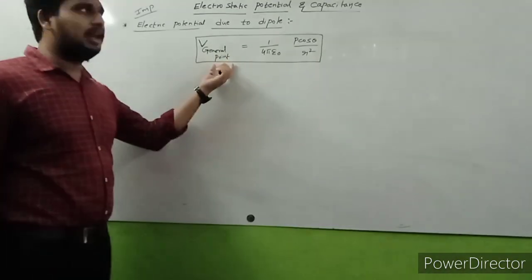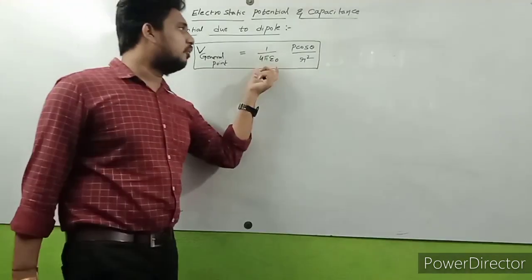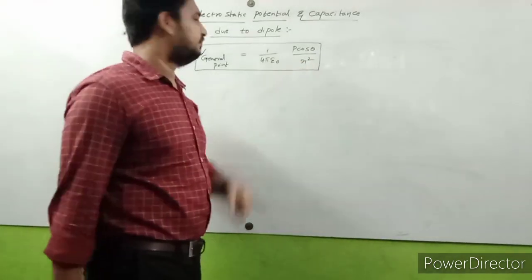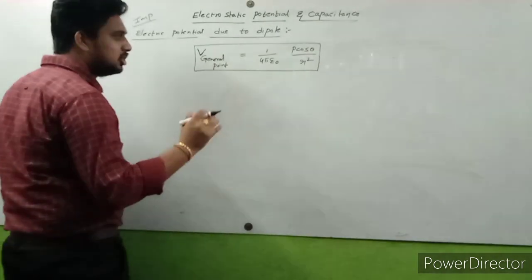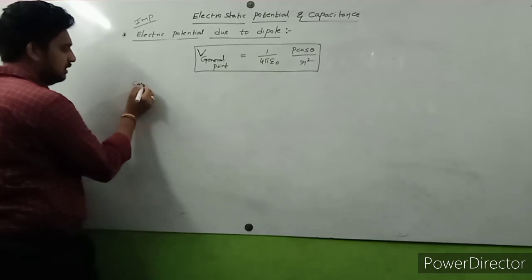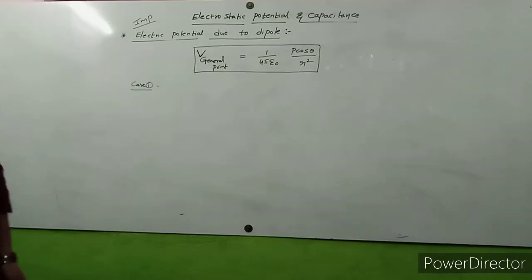Potential due to a general point is 1 by 4 pi epsilon naught into P cos theta by R square. So observe carefully. From this formula, we'll get all concepts. Case 1: what did we discuss in case 1?